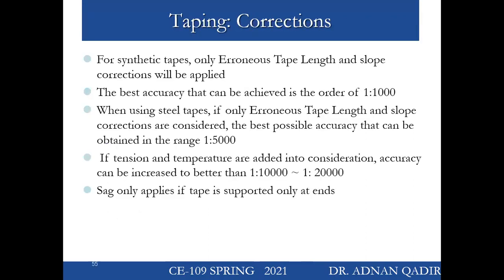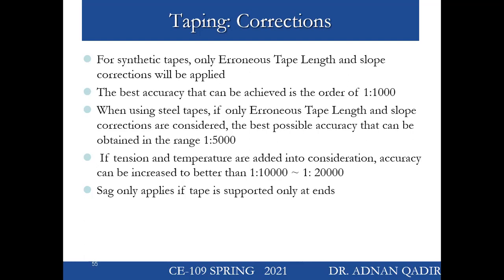What type of correction is needed sometimes depends on what type of tape you have used. For a synthetic tape, only tape length and slope correction will be applied, and this gives an accuracy of 1 in 1000. If you use a steel tape, with only tape length and slope corrections considered, the best possible accuracy is in the range of 1 in 5000.